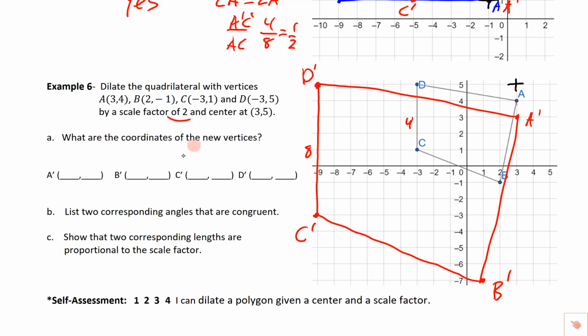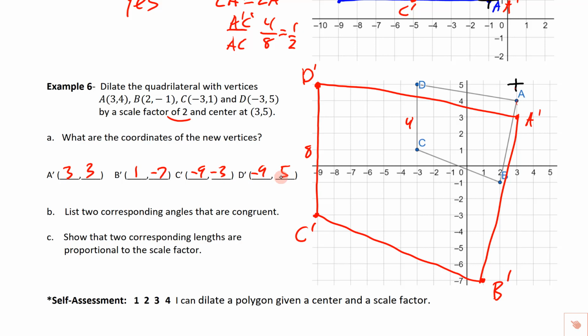So it says, what are the coordinates of the new vertices? Let's just run around and write those. So this is going to be 3, 3. B prime is going to be 1, negative 7, looks right. And then C prime is going to be negative 9, negative 3. And then D prime is going to be negative 9, 5. Okay, so we've got that.